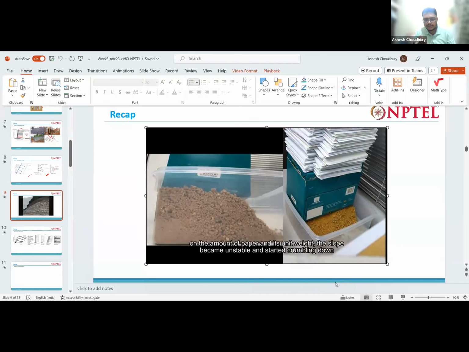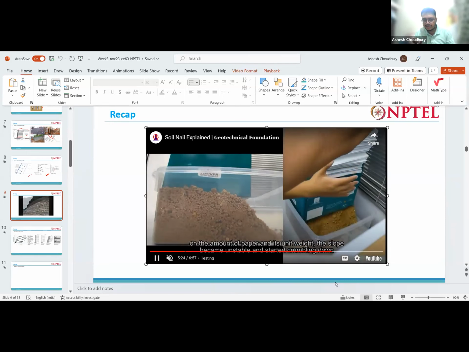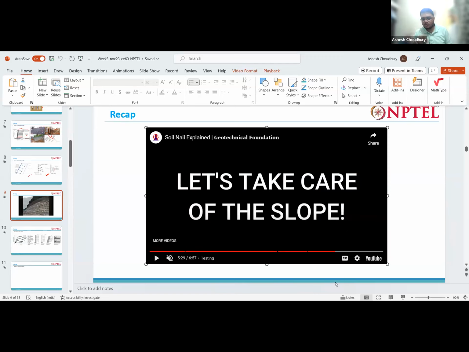Okay, in their case, when the load reaches around 26 kilograms, it starts to fail. So again they've increased it. Now see the continuous deformation, it just fails, right? The soil slope cannot take this load anymore. Now what we will do is reinforce this slope.